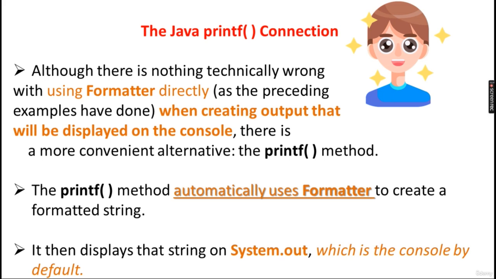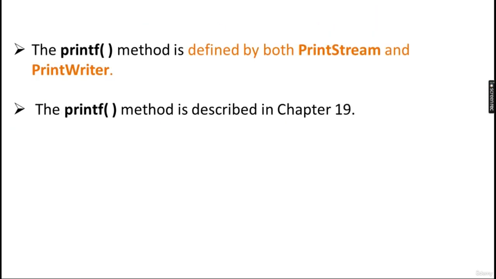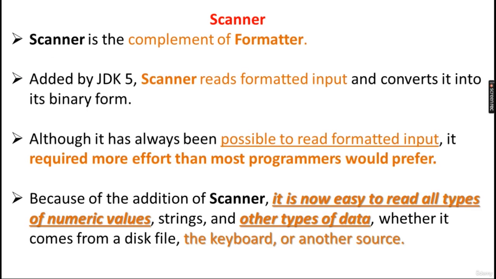Okay. So no need to create a formatter object over here. It then displays that string on System.out, that is the console, by default. The printf method is defined by both PrintStream and PrintWriter. The printf method is described in chapter 90. Okay, that is the next chapter.